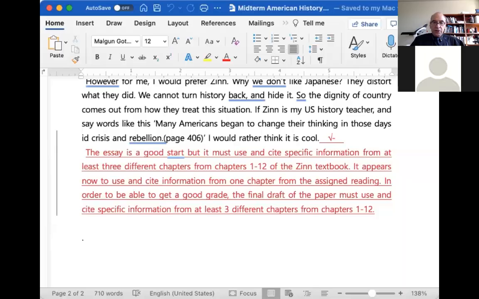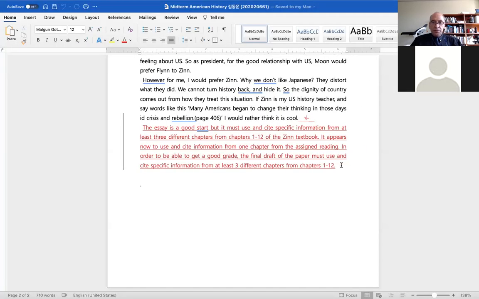Okay, so let me go to your paper here and make sure I share the screen. And this is being recorded, so I'll send you the link after it's done later on in the day. So here's your paper. And of course, the most important issue to make sure is clear is that you use and cite information from at least three different chapters, okay? Chapters 1 through 12.